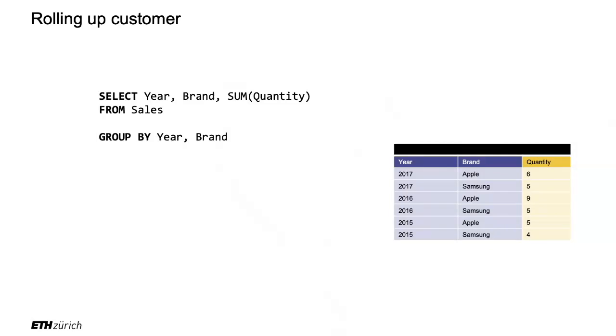In order to roll up additionally on the product, again, I need to remove from the group by. Whenever I want to roll up, I remove from the group by. So now I remove the brands, and I get now the aggregation for every year. And now it's for all products and for all sales people. All right. And finally, I can even roll up on the last dimension and get the grand total of everything.